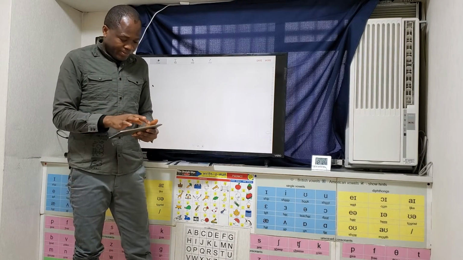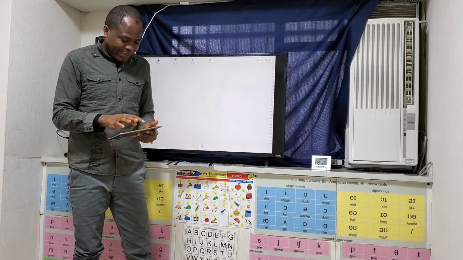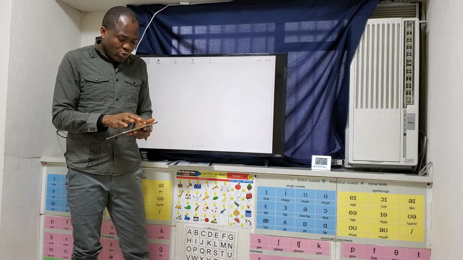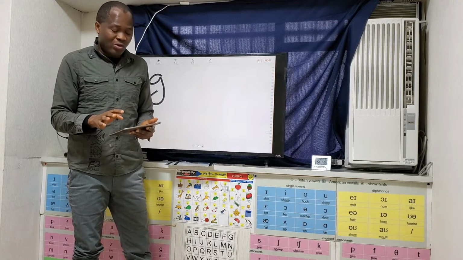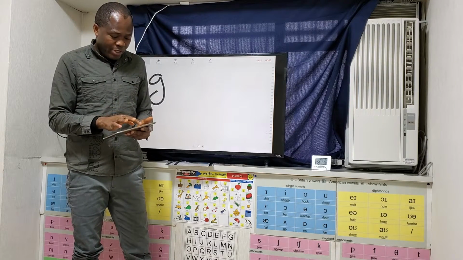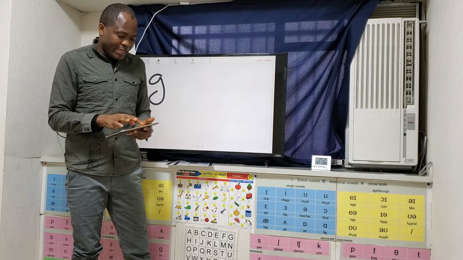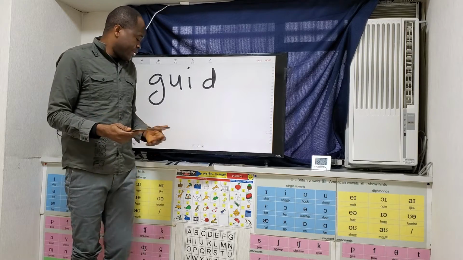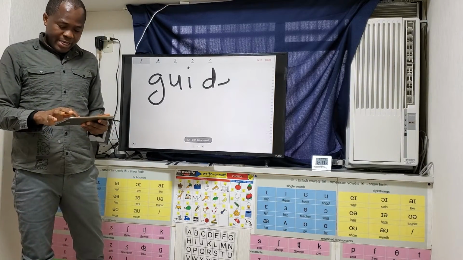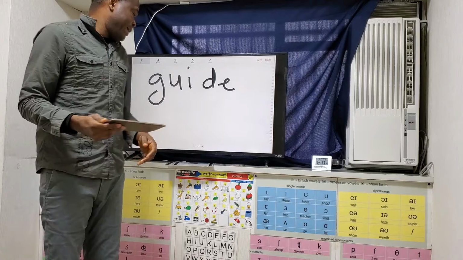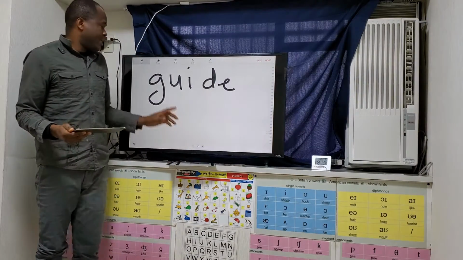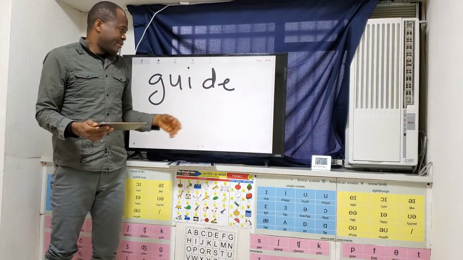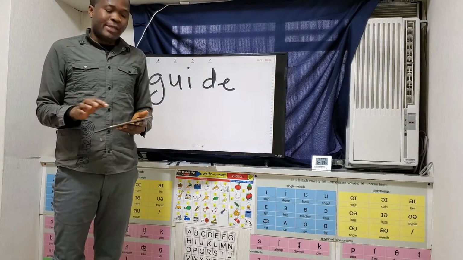So let's look at the spelling, then we do our analysis of the word guide. We look at the grapheme, a letter or symbol that represents a word. So we know guide is G-U-I-D-E, guide. Look at it very well. G-U-I-D-E, guide. We are going to look at the IPA.